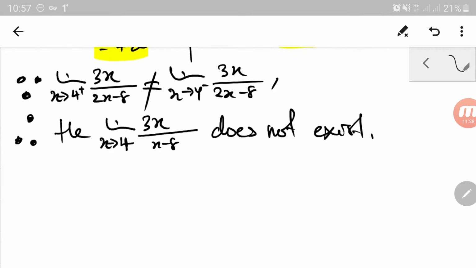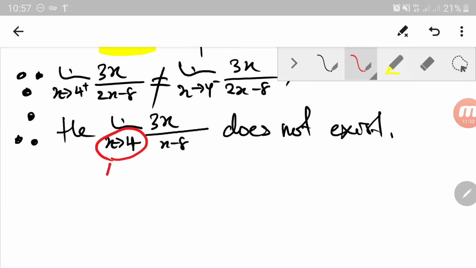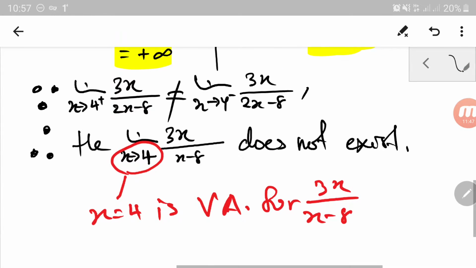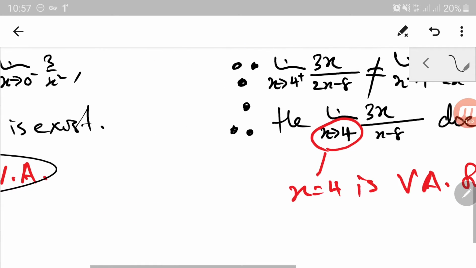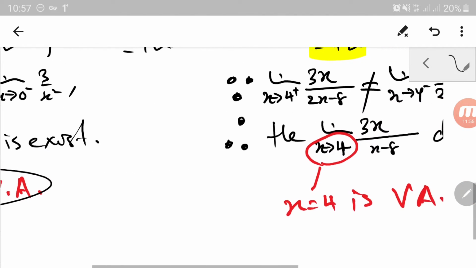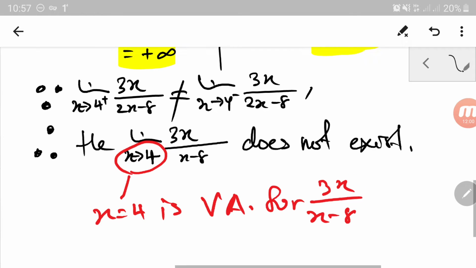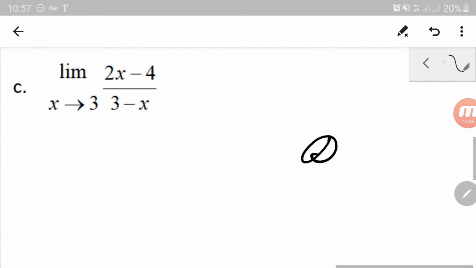And by the way, it doesn't matter whether the limit exists or not, x equals 4 is still a vertical asymptote for the function. Okay, it's still a vertical asymptote. It doesn't matter whether the limit exists or not. Still x equals 0 is a vertical asymptote. For this one, even though the limit does not exist, x equals 4 is also a vertical asymptote. Okay, and last but not least, the last example.